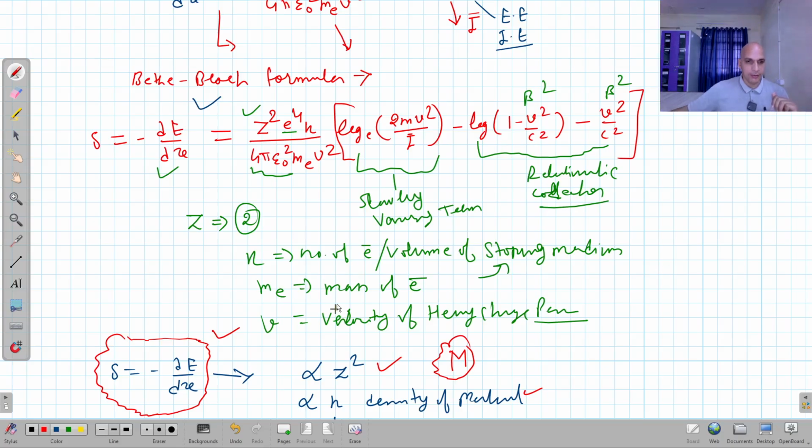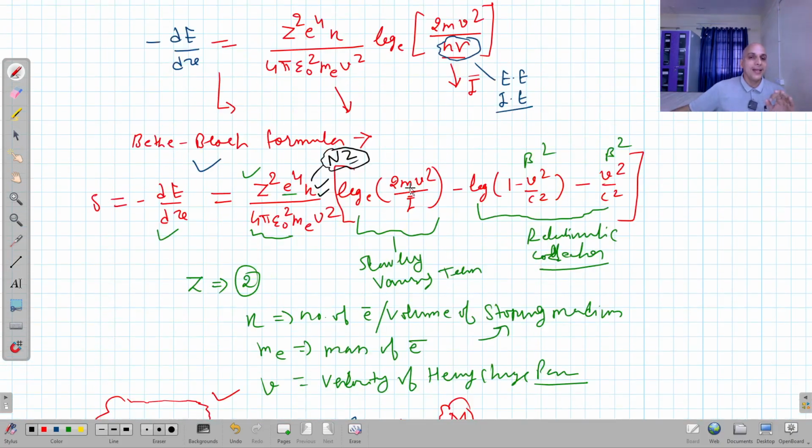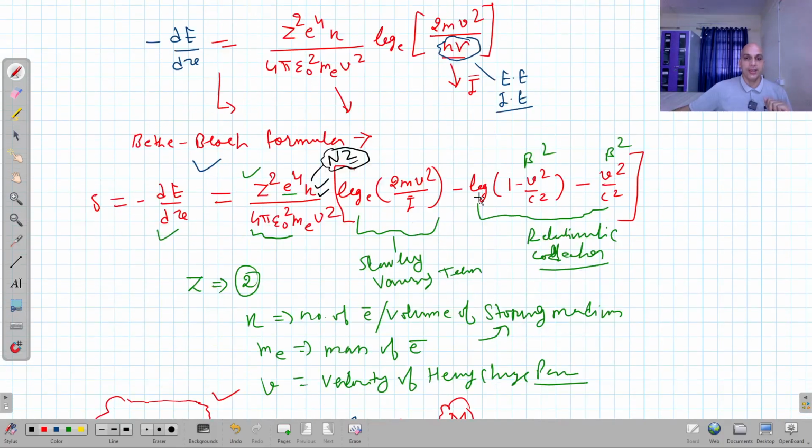Now, one thing that I want to tell you: in some books you can find here, in place of small n, capital N or N and Z multiplied. So capital N is what? The number of atoms per unit volume in the stopping medium, and Z is the atomic number of that atom. So when you multiply these, it will give you the number of electrons per unit volume. So there is no need to get confused with it. It can be NZ or it can be small n. So this is about the Bohr formula and Bethe-Bloch formula, and it is valid for all heavy charge particles, whether it is an alpha particle, proton or a deuteron.